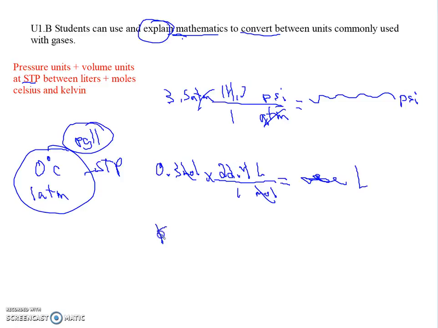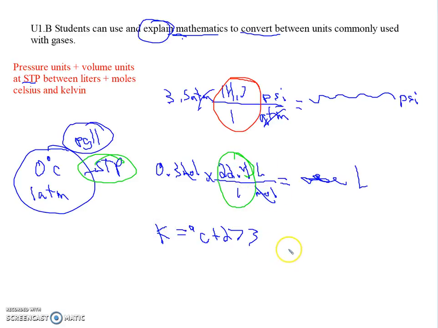Celsius and Kelvin, you've got Kelvin equals degrees C plus 273. This will be provided on a reference sheet. So will the pressure equalities. The only thing that you're probably not going to get is I won't tell you what STP is, and I won't tell you 22.4 liters equals 1 mole. You got to remember that.